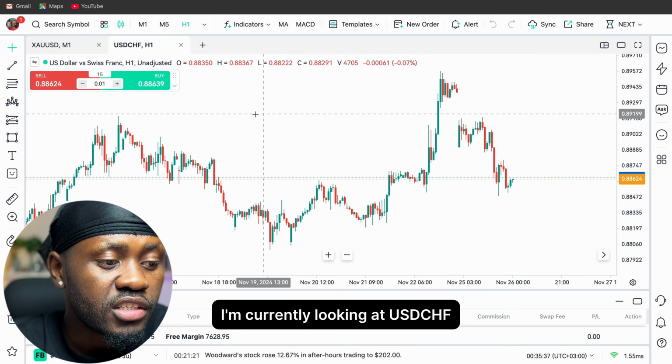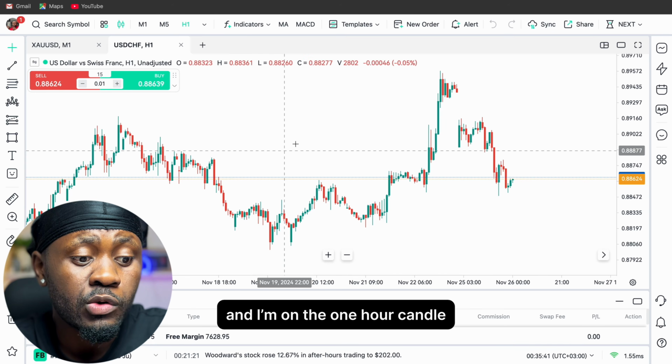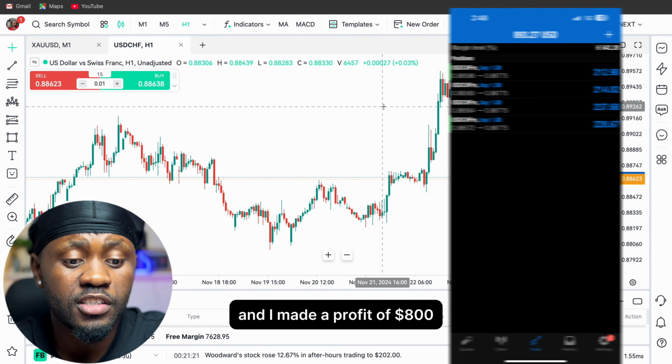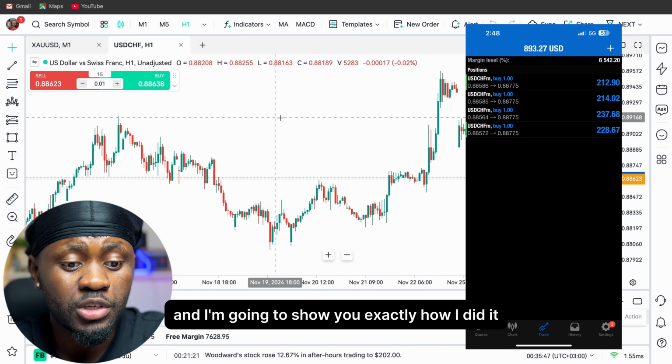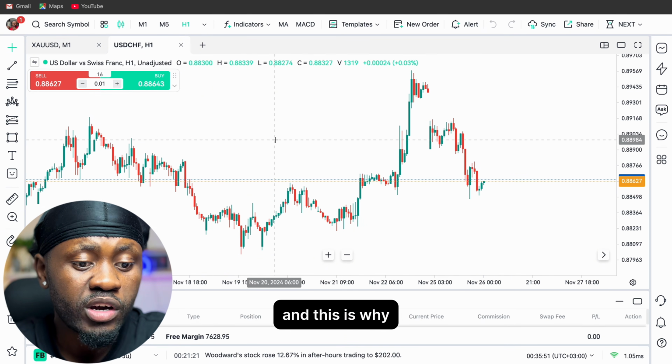I'm currently looking at USD CHF, and I'm on the 1 hour candle. So I'm currently looking to take a trade, but I've already taken a trade and I made a profit of $800, and I'm going to show you exactly how I did it. But right now I'm going to be catching another trade, and this is why I'm going to catch another trade right here.